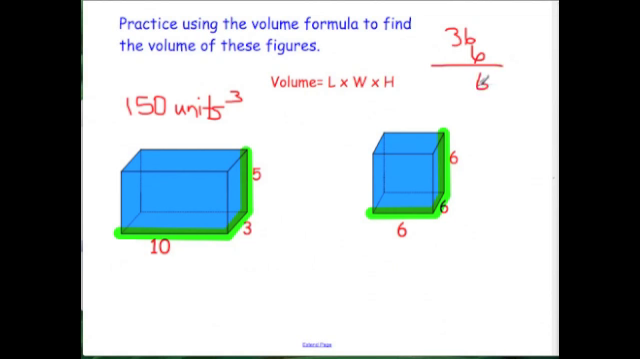Bring down our 6. Carry our 3. 6 times 3 is 18. Plus 3 is 21. So it would be 216 units. I'm just going to label it U cubed.